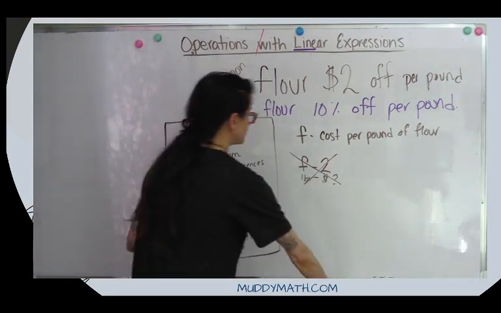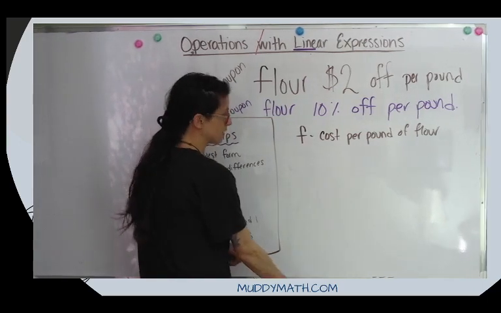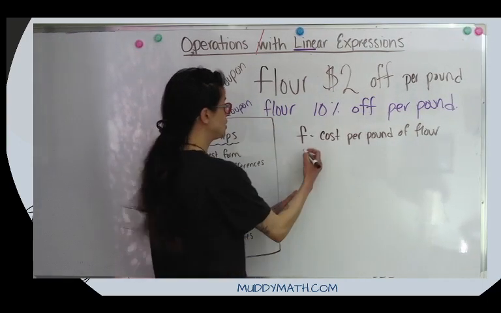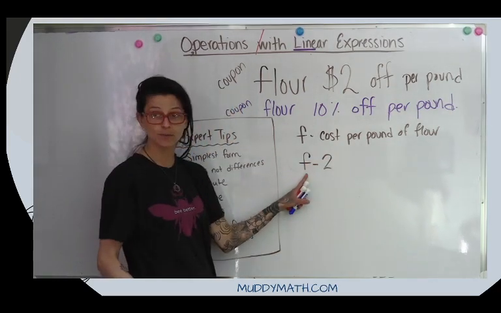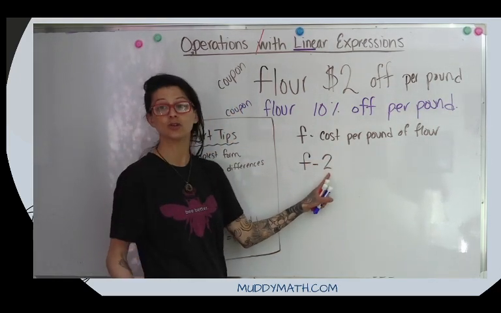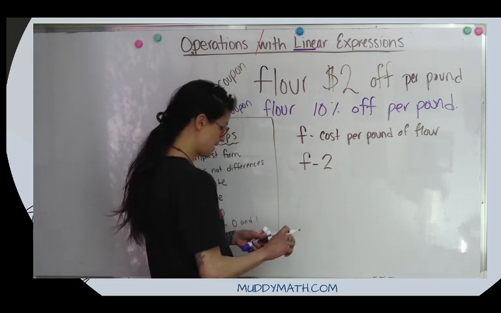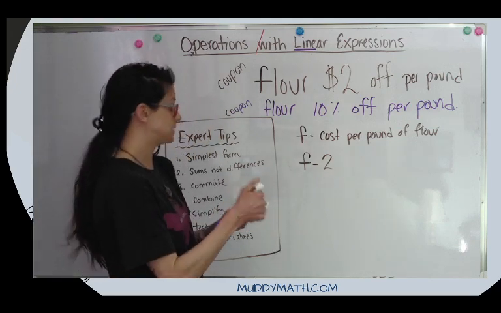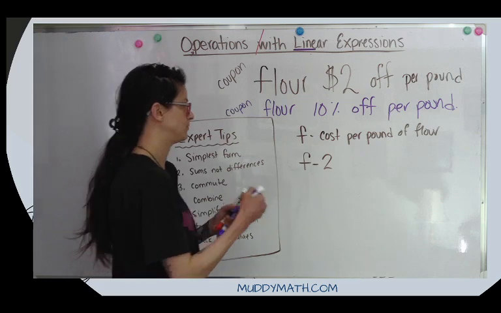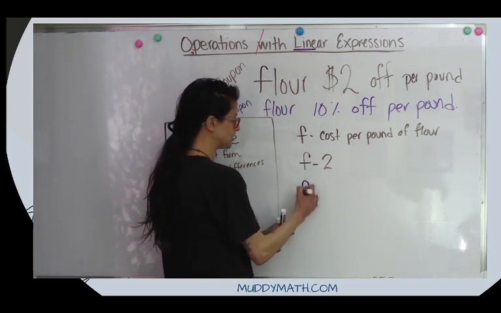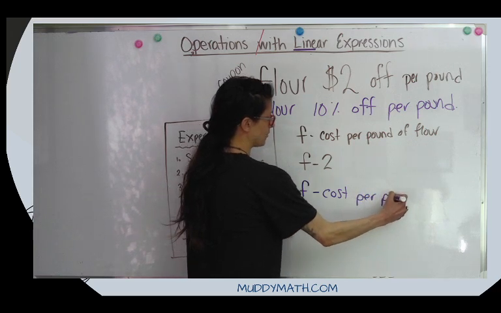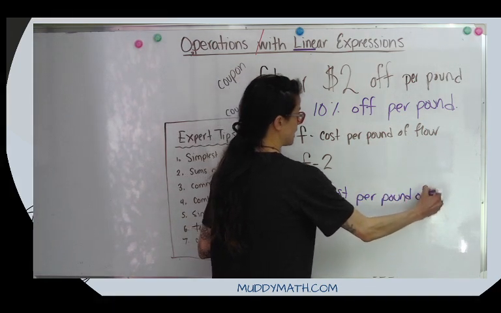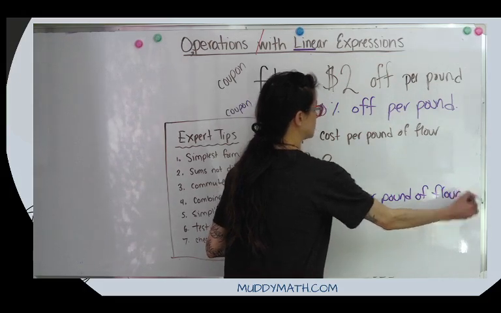Okay, so now we redefined the variable to represent the cost per pound. So now we can use F minus 2, because F is representing the cost per pound and we're getting $2 off per pound. If the situation was 10% off per pound, so for the purple situation, it's still going to be cost per pound of flour. But can you think of what this expression might look like?